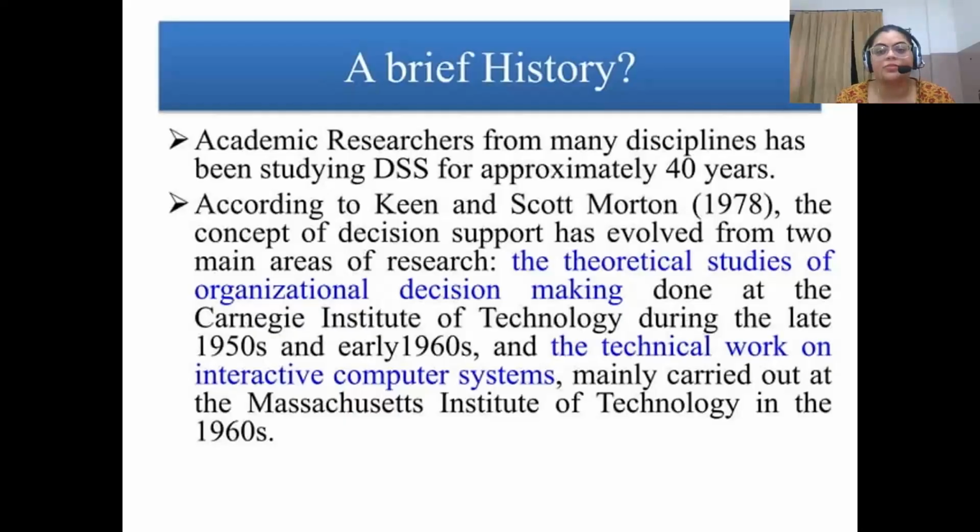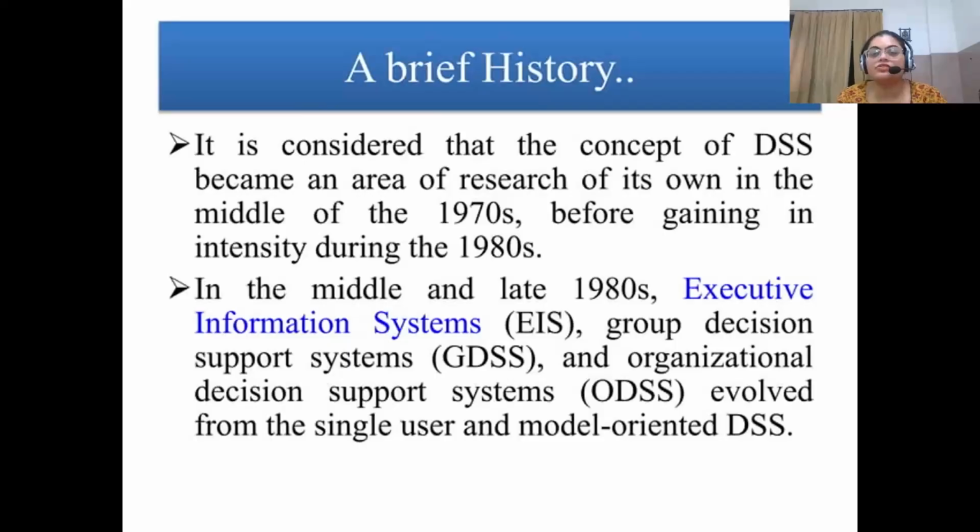Academic researchers from many disciplines have been studying DSS for approximately 40 years. According to Keen and Scott Morton, 1978, the concept of decision support has evolved from two main areas of research: the theoretical studies of organizational decision making done at the Carnegie Institute of Technology during the late 1950s and early 1960s, and the technical work on interactive computer systems mainly carried out at the Massachusetts Institute of Technology in the 1960s. So basically, this is a brief history of a DSS.